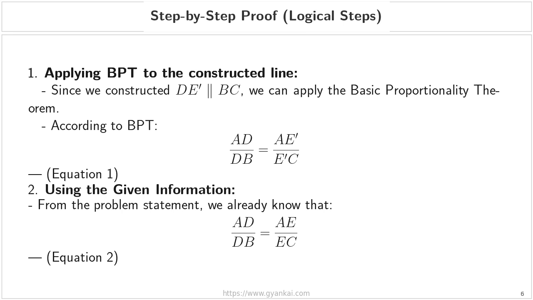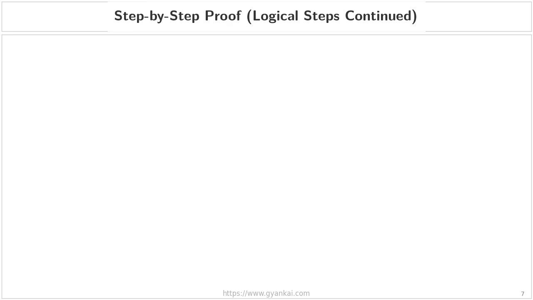Now that we have introduced our construction in the previous slide, where we assumed the line was not parallel and drew a new line, DE prime, to act as our parallel reference, let's move into the logical heart of the proof. Now, keep these two equations in mind, because in the next slide, we are going to compare them to see what happens when we set them equal to one another. Step-by-step proof, logical steps continued.